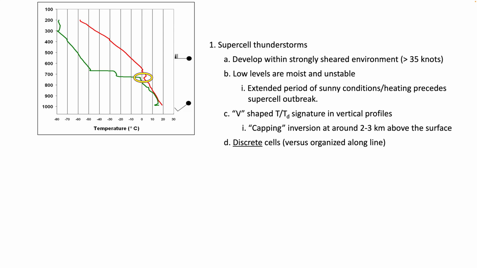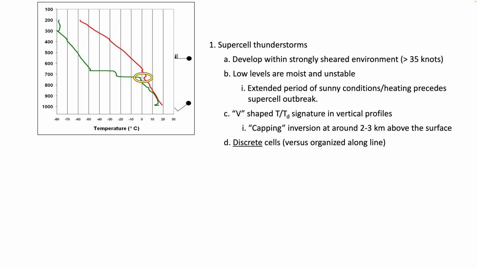We can also get an outflow boundary from thunderstorm activity that is upstream of this location, and that can provide the extra boost in vertical velocity. There are a number of ways that we can get parcels to break through this capping inversion. But when it finally happens, because of the amount of energy that is built up beneath this inversion, we typically get extremely explosive growth as a result of all of this upward motion. Parcels very quickly reach the level of free convection, and then we're off to the races.